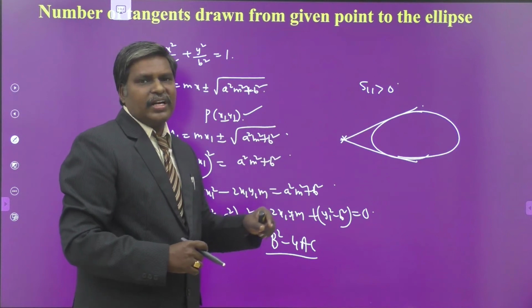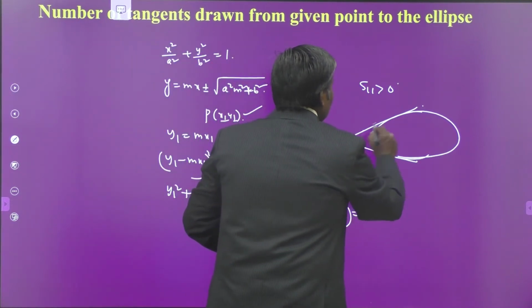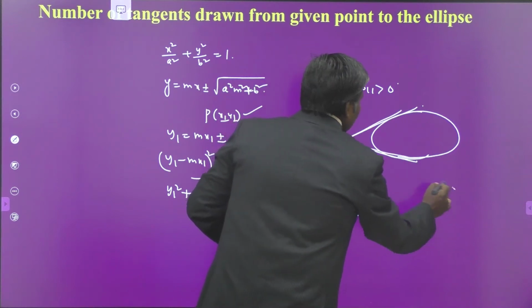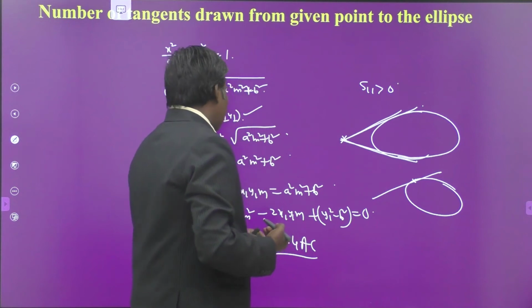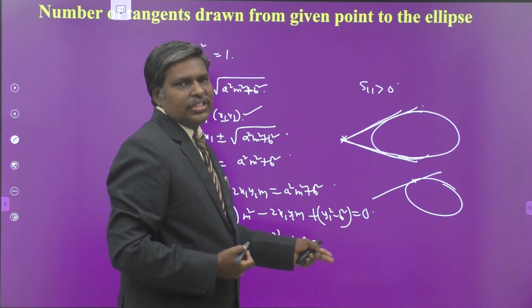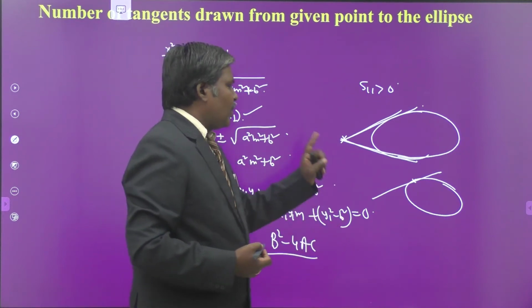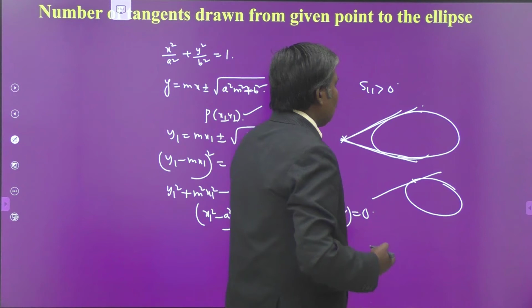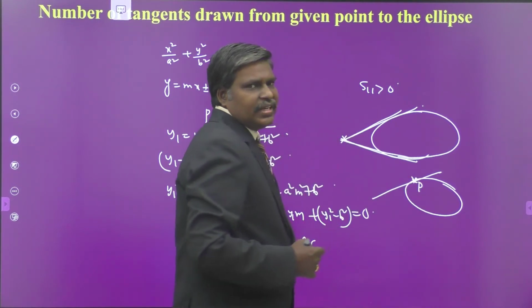When S11 is greater than 0, your point is outside the ellipse. At that time, we can draw two real and distinct tangents. Suppose your point is on the ellipse, only one tangent can be drawn. At that time, b² − 4ac is 0 here. So both the roots are coincident. That means both the slopes coincide at one value. So we can draw only one tangent at this point. This point is called the point of contact of the tangent.